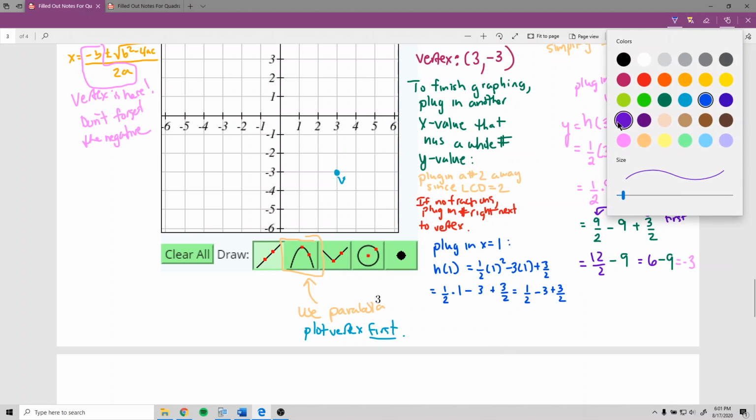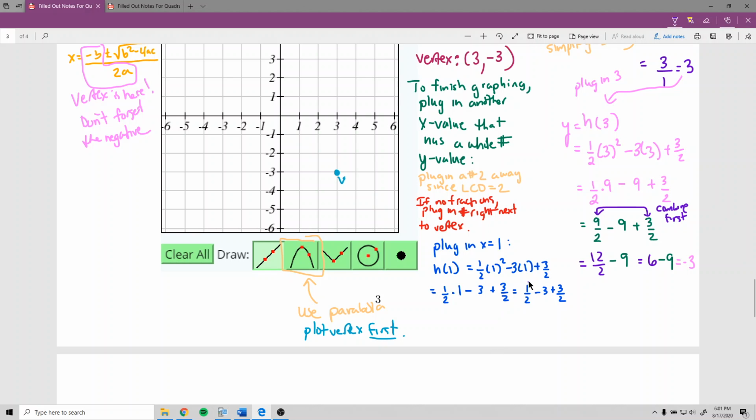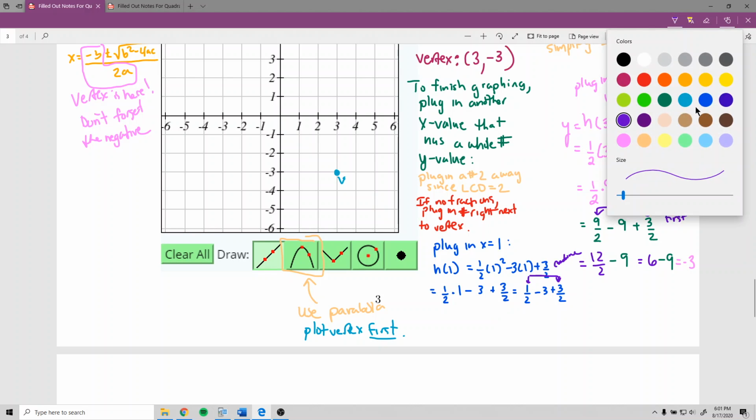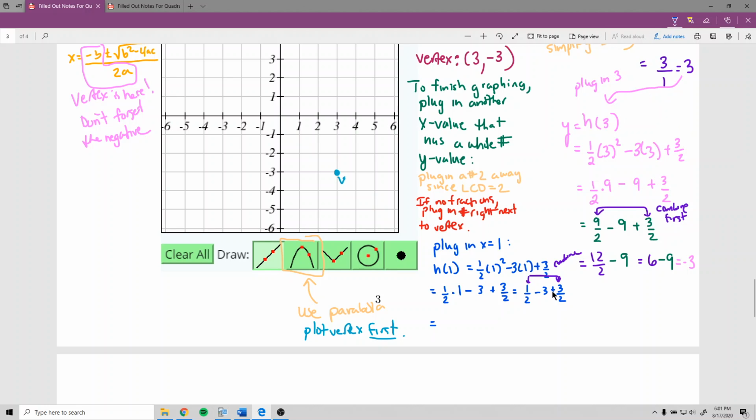I'm going to do the same thing I did with the previous part and combine these, just like last time, because they have the same denominator. 1/2 plus 3 halves is 4 halves, minus 3. This is 2. 2 minus 3 is negative 1. So the other point I'm going to plot is x is 1 and y is negative 1, which is right here.